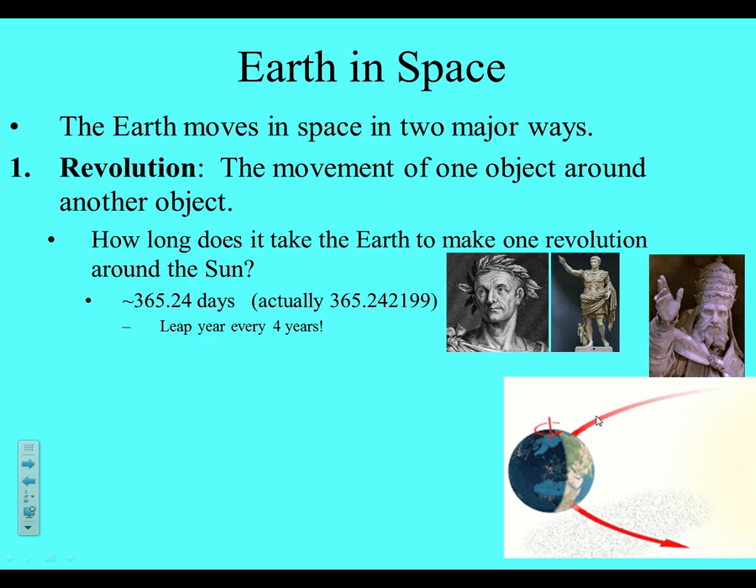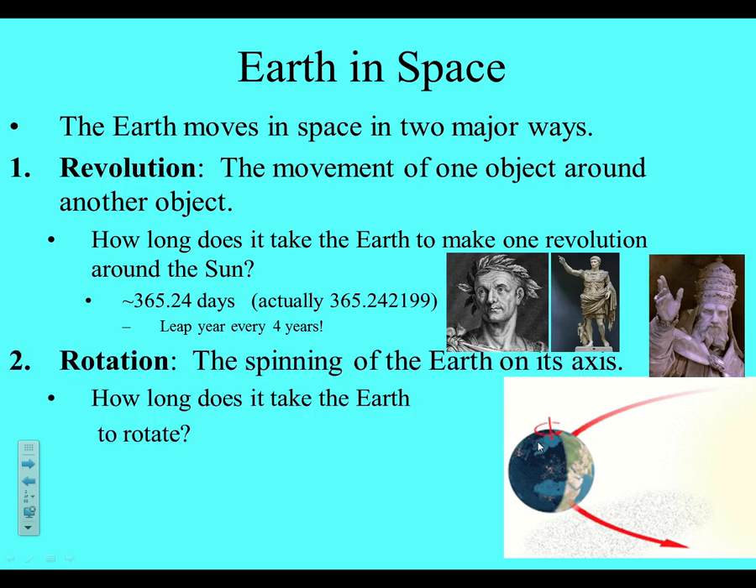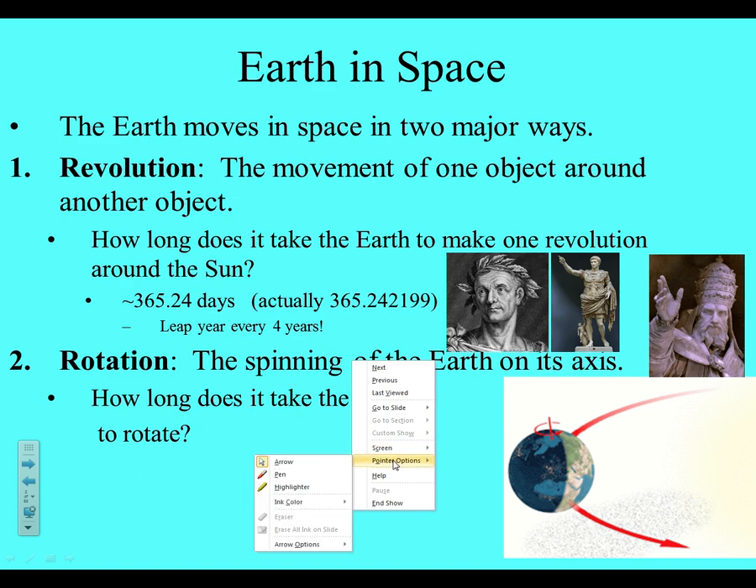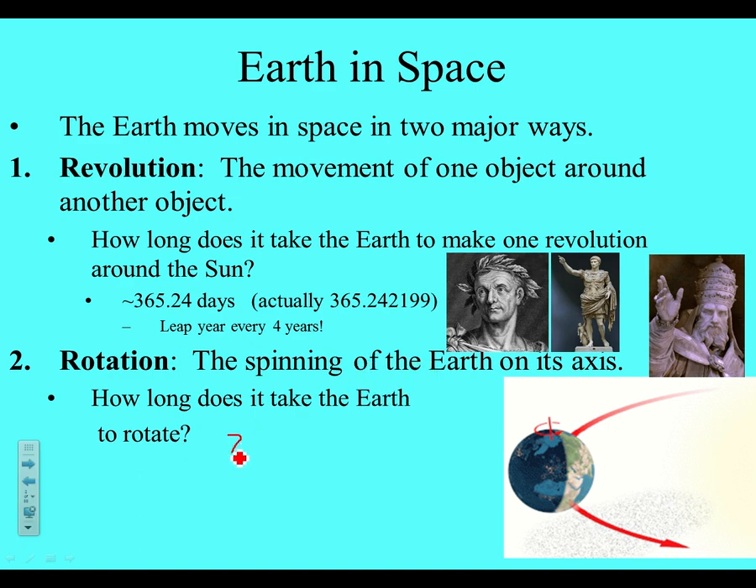Revolution, the Earth goes around the sun. The Earth also spins on its axis. That's called rotation. Okay, so rotation is the spinning of the Earth on its axis. How long does it take the Earth to rotate? Okay, you should know this, right? 24 hours. Now, is it exactly 24 hours? Of course not. It's a little bit less than 24 hours.